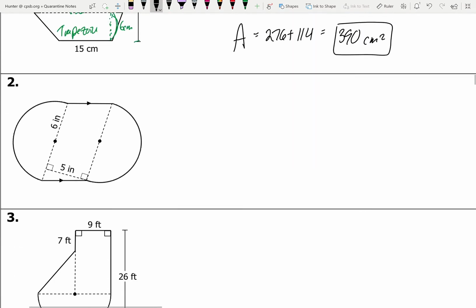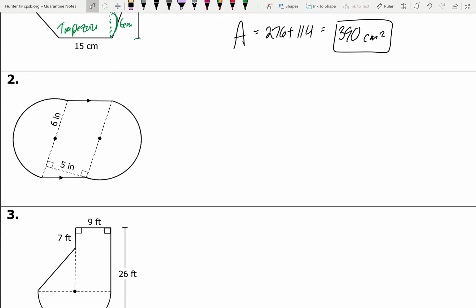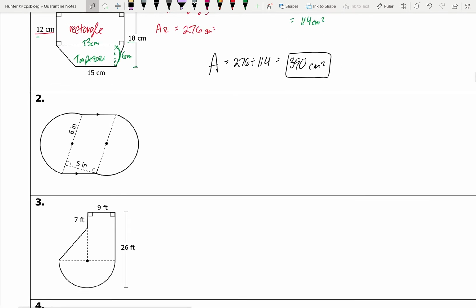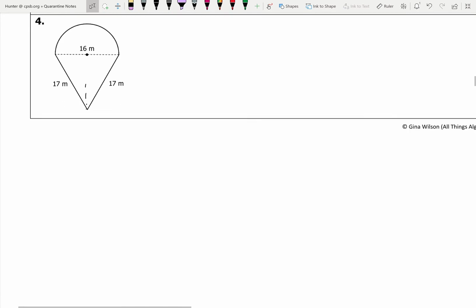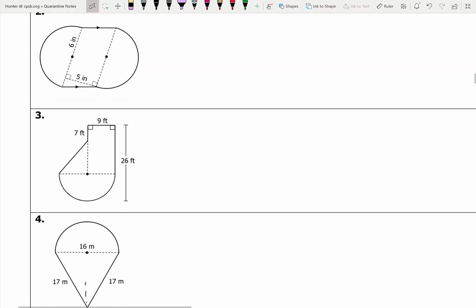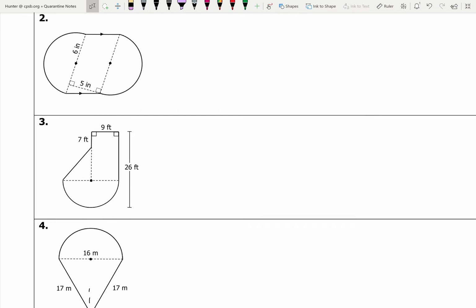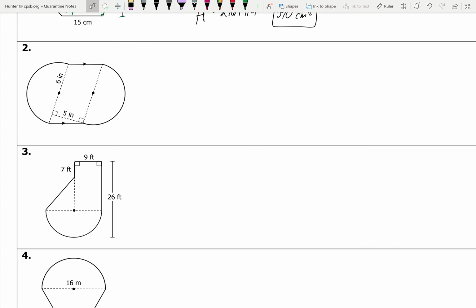I will do one more of these examples with you, but hey guys, here's the deal. I will help you set up how to find the areas for some of these, but I'm not going to work every example for you, to keep the video somewhat short. But what I will do is tell you what shapes we have here.